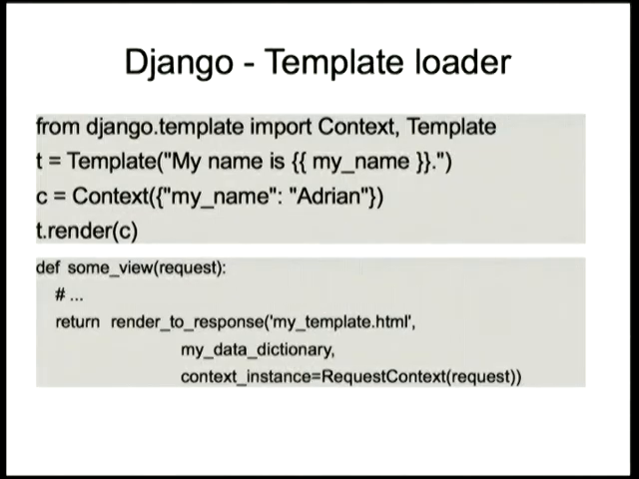So let's say we already have the template file, how are we going to render it? There are two ways. One is the simple way: assume this is a template, which is just a string with a variable tag, and this is a context. We assign the my name variable to Adrian, and then use the render function to render the template with the appropriate variable, and then you get my name is Adrian. The second one is using the render to response function: this is your template file, and this is your variable, and then you also pass in a request, so you have a request variable inside your template.